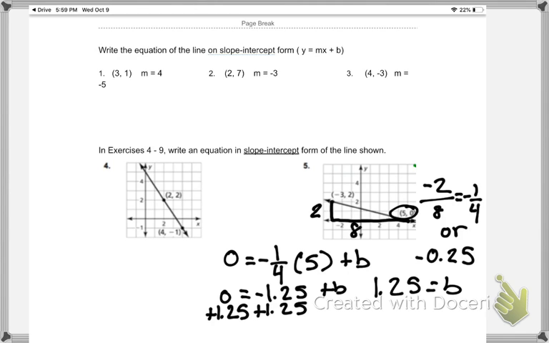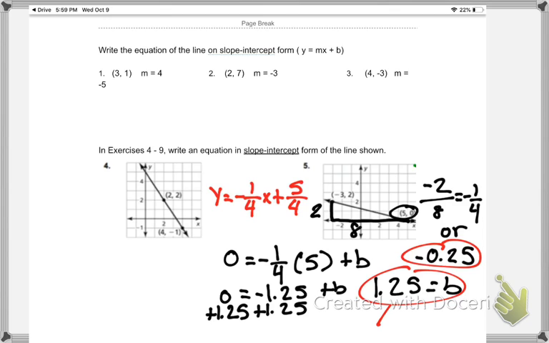So now I have both of the pieces of my equation here and here. So the equation of my line is going to be y equals negative 1/4 x plus 5/4, or if you'd prefer to use 1.25, that is totally acceptable also. They both mean the same thing.